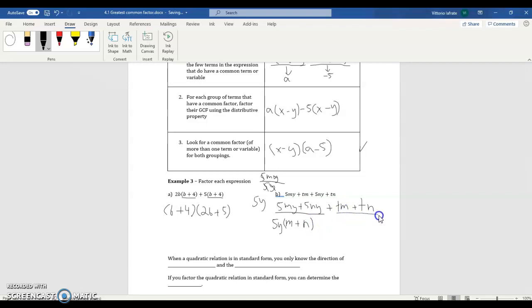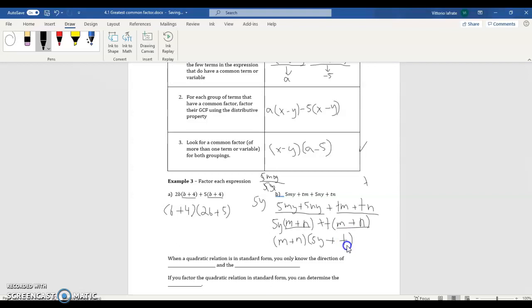And what is our common term here? Well, it looks like the common term there is simply t. So plus t, so I'm factoring out the t. If I do tm divided by t, that's just m left over. And if I do tn divided by t, that's just n left over. So now I have this common factor that I've created, which I can pull out. So I have m plus n. And then what's left over in brackets next to that, 5y plus t.